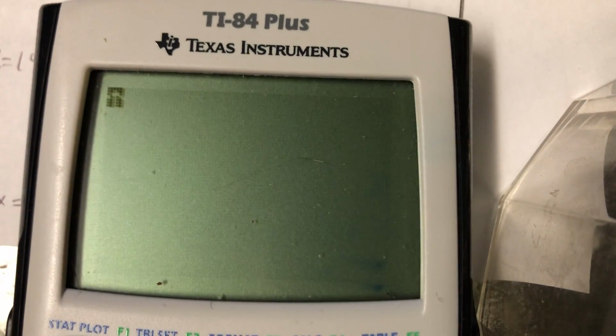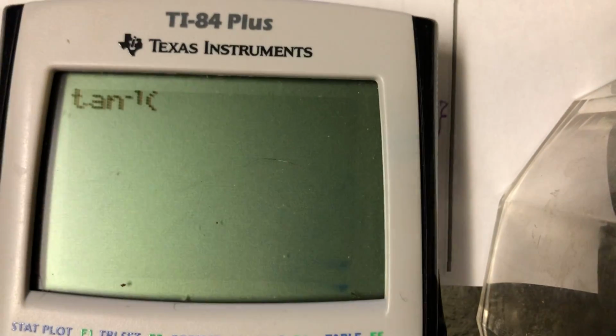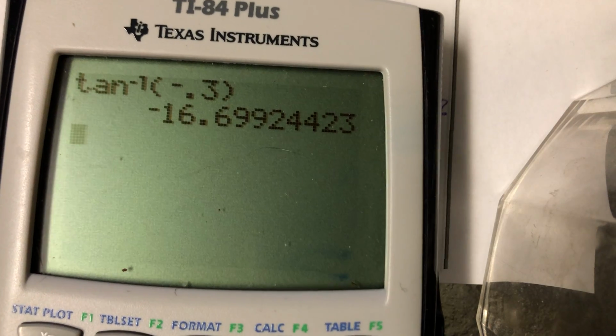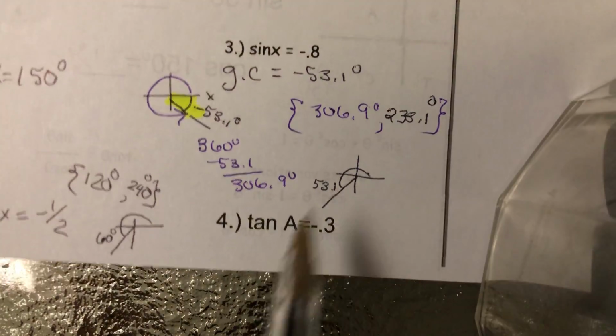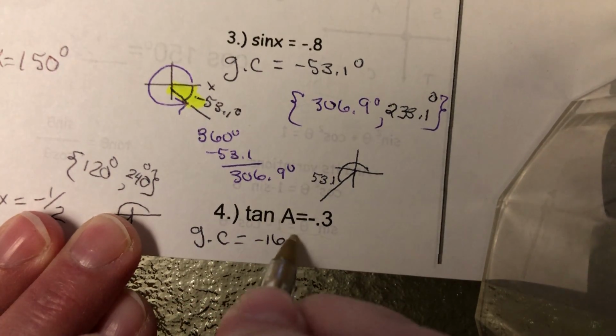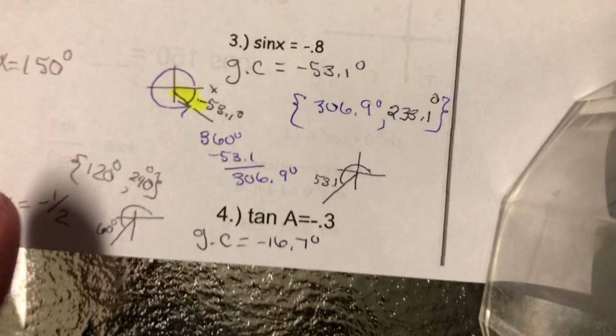So we're going to hit second tan. Is there a negative? Yep, I see a negative sign. So a negative 0.3. And, okay, once again, now be careful with the rounding. This is going to round really nicely. So the graphing calculator gave me as an answer negative 16.7 degrees. Again, doesn't fall under the target here, right?